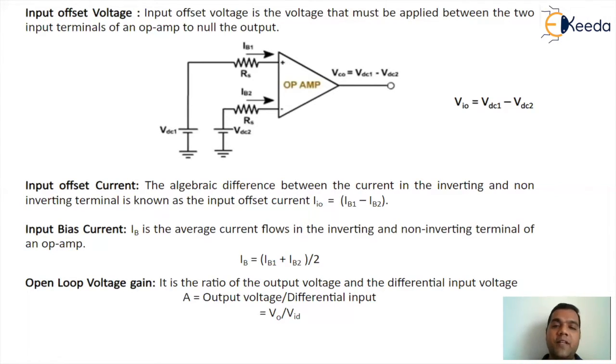Input bias current is defined as the average of the currents IB1 and IB2. If IB is the average current flowing through the inverting and the non-inverting terminals of an op-amp, that IB is called the input bias current. So it is defined as the average of the currents. Open loop gain is defined as the output of the amplifier divided by the difference of the input. The difference of the input is defined as VID and the output is defined as VO. So the gain is defined as A, or you can say AOL.